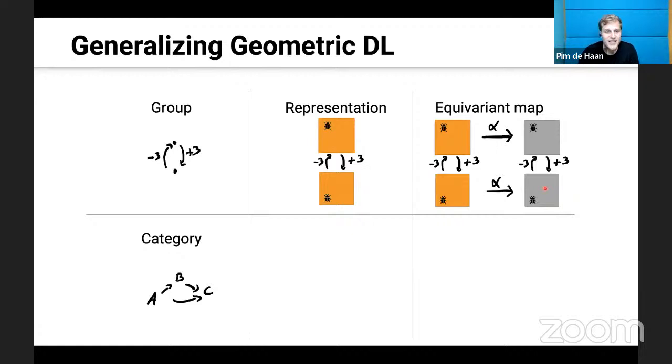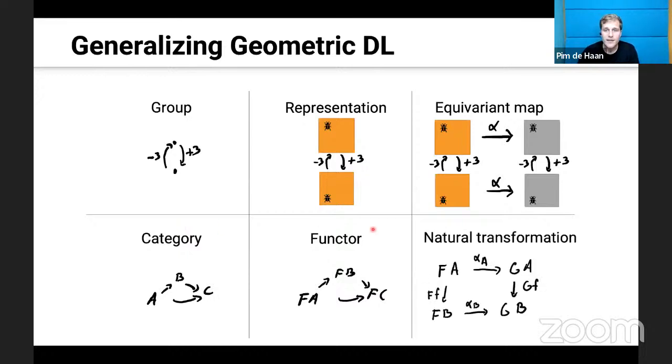The story of generalization is basically very simple. We're going to see that a group is just a special instance of a category. Also, this has been previously mentioned by Petter. We will see that a representation is a special case of a functor. And we'll see that an equivariant map is a special case of a natural transformation. And I'll try to give you a lot of examples of natural transformations, so they become intuitive, and show you what kind of neural networks and similar things you can construct with them.